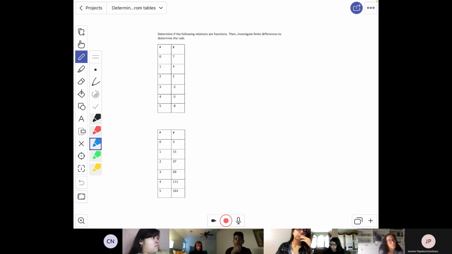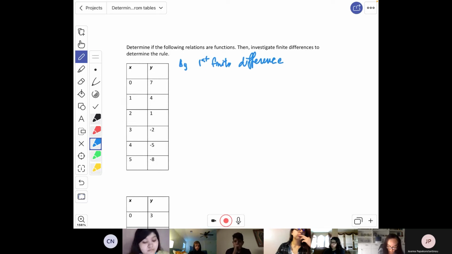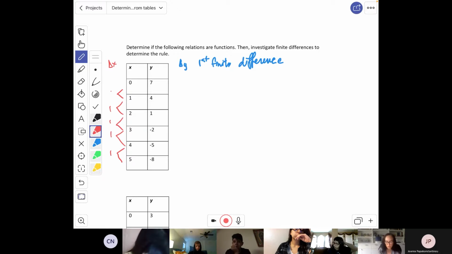I was thinking the finite differences. Yes, absolutely correct, Eric. I am going to look at my change of Y, and we called that our first finite difference. And that's exactly what your go-to should be. That is a great first way to check. So if I look at my change of X's, I see that they're just consecutive integers. So the difference is 1. So I don't really have to focus on that.